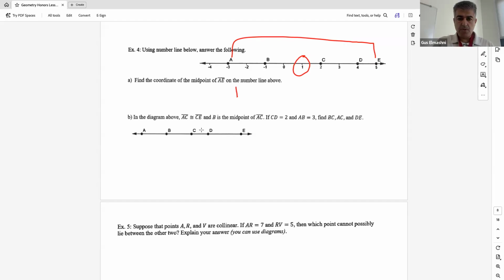In the diagram above, AC and CE are the same, and B is a midpoint. Okay. So CD is 2 and AB is 3. By the way, B is a midpoint of AC. How long is BC, guys? And if this is 6, and this has to also be 6, how long is DE? Oh, wait. 4, right? Yeah. So done, done, done, right?